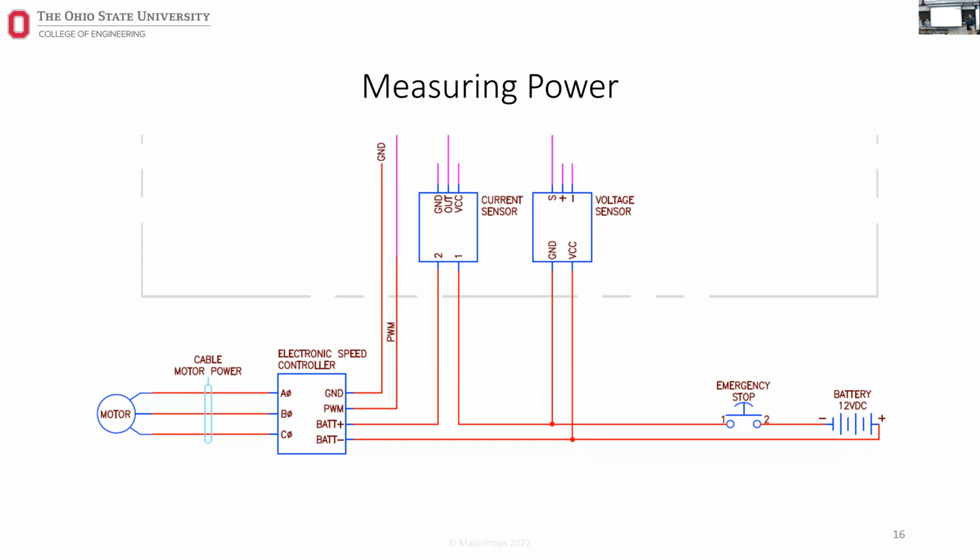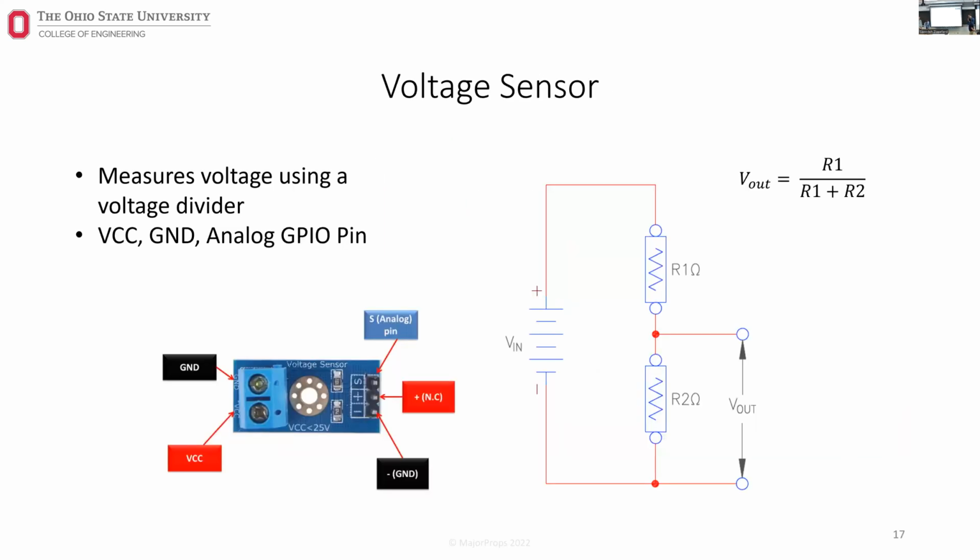You can also notice that there's an emergency stop on the negative rail of the battery. And there's also a PWM signal coming from the ESP32. But let's get further into the current and voltage sensor. So the voltage sensor is really just a voltage divider, whose output is going to be R1 over R1 plus R2, right?